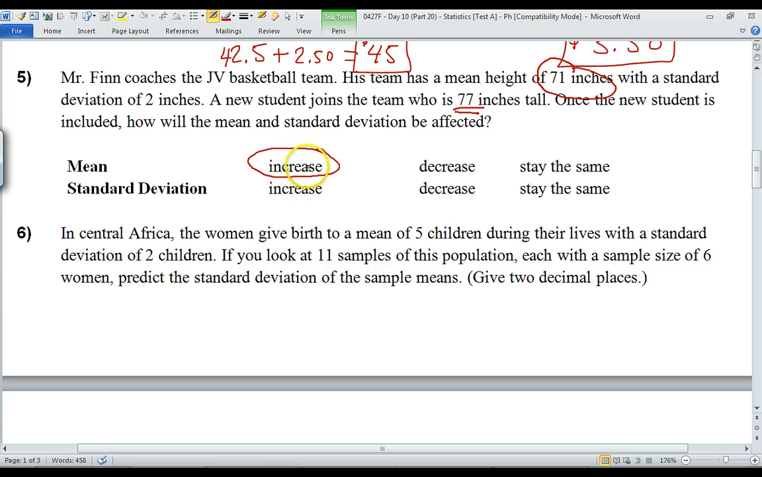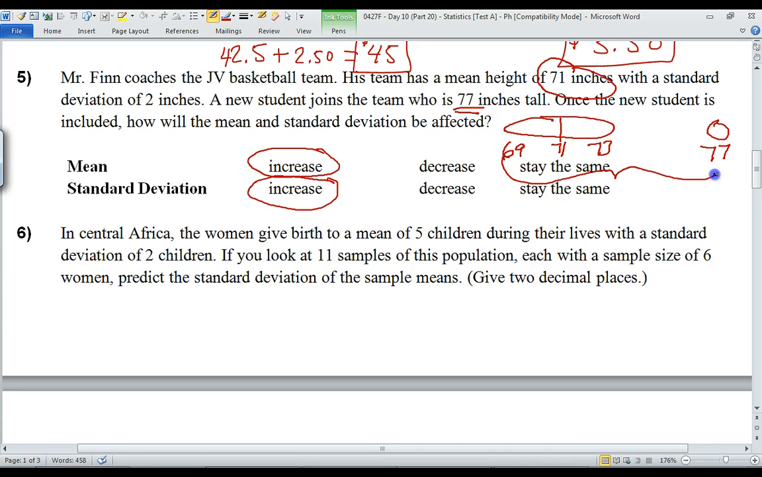Now, show me on your thumbs what's going to happen to the standard deviation if I add in this extra tall person on the end like this. Thumbs up for increase, thumbs down for decrease, fist for stay the same. Okay, you guys are all correct. Can somebody jump in and tell me why you're saying the standard deviation will increase as well? Because it's spreading out more. If you have most of the people in a certain area, between 71 and maybe up on this end you have 73, 69, most of your kids are in this zone. If you have this one guy way over here at 77, that's causing your data to spread out. They're more spread out. That's why the standard deviation will be increased.